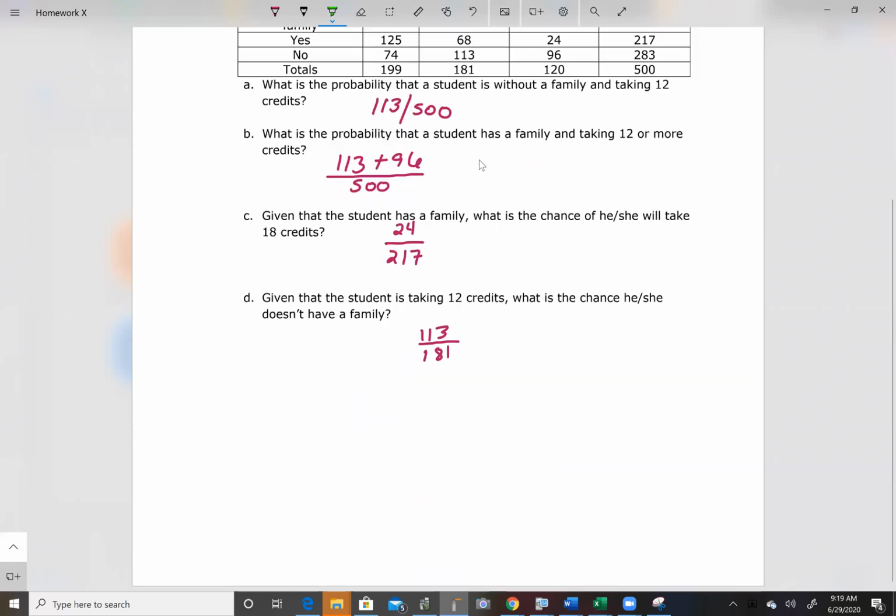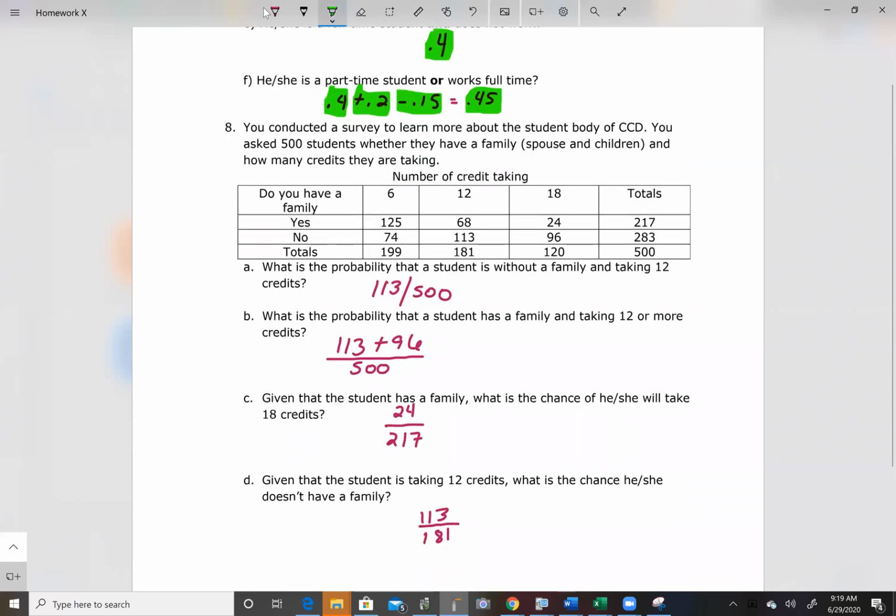And then question 8's the last question here. You conducted a survey to learn more about the student body of CCD. You asked 500 students whether they have a family and how many credits they are taking. So what is the probability that a student is without a family and taking 12 credits? Again, that word and means we're just going to use that one square, which is without a family and taking 12 credits, 113, out of the total 500 students.